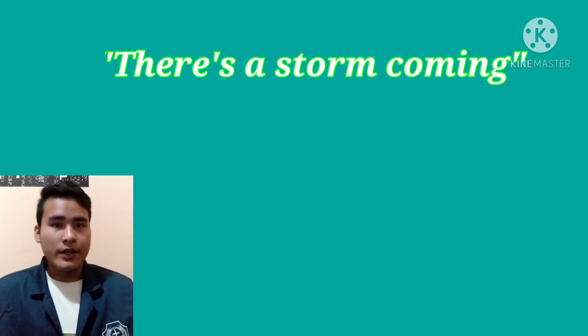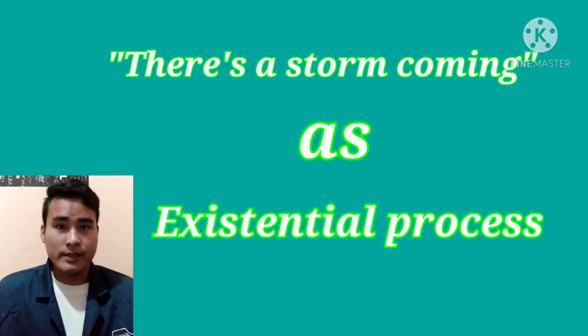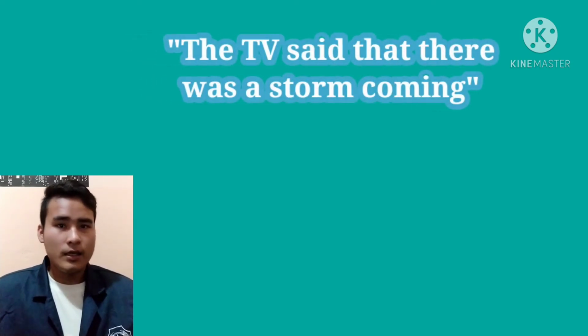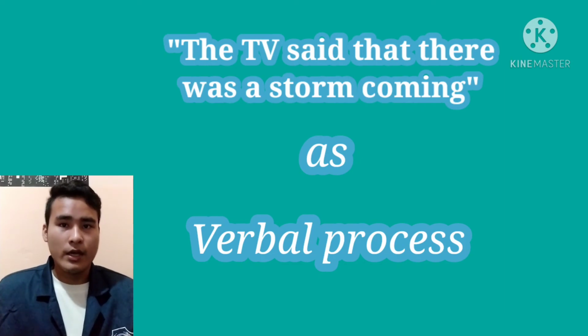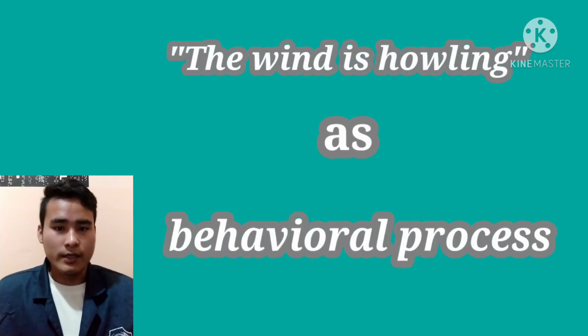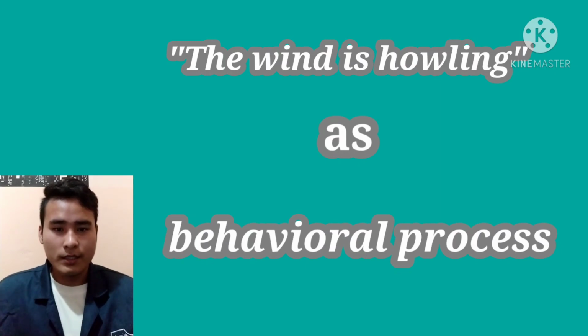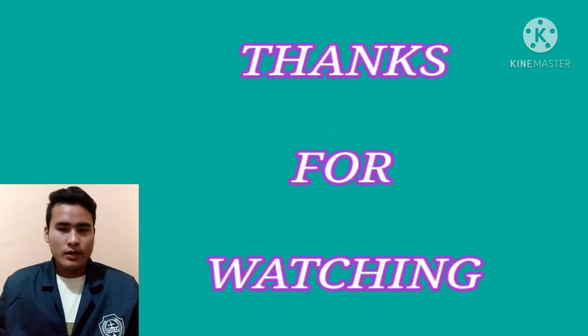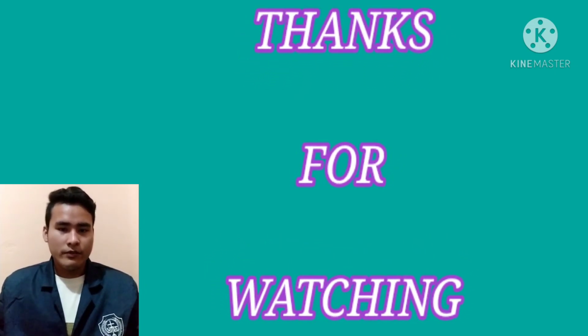Further, however, we might construe the weather as a world event that does or doesn't exist. We can say there's a storm coming, as an existential process. And we might ascribe this to some source with a verbal process. Or for example, the TV says that there was a storm coming. And this is called a verbal process. Finally, we might assign the weather sound, in this case metaphoric behavior, using a behavioral process. Or we can say the wind is howling. The wind is howling. Well, that's all about my explanation about transitivity in functional grammar.